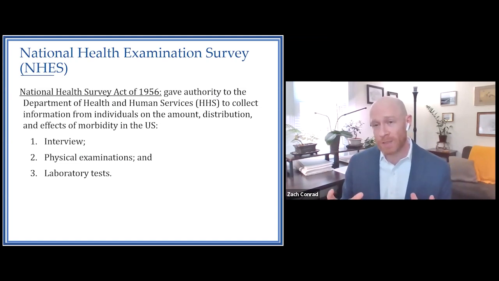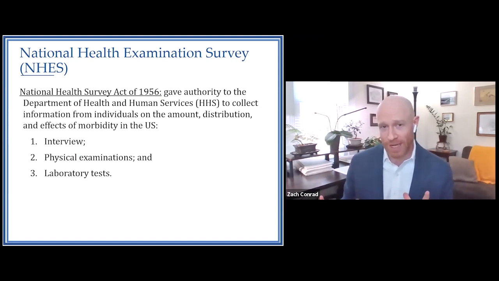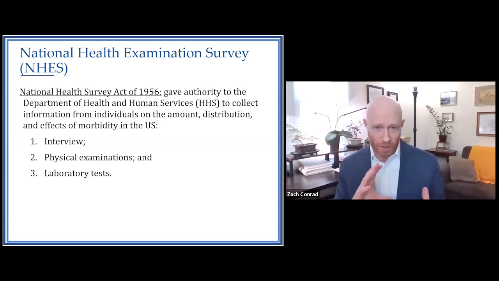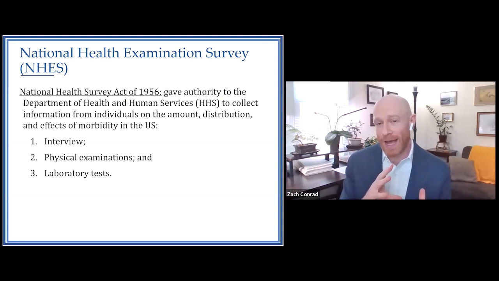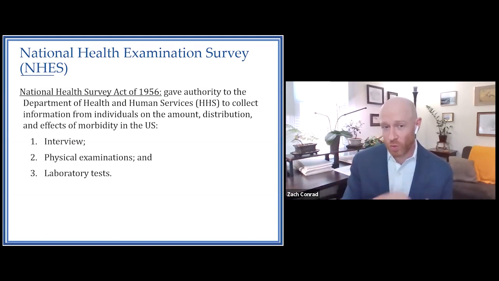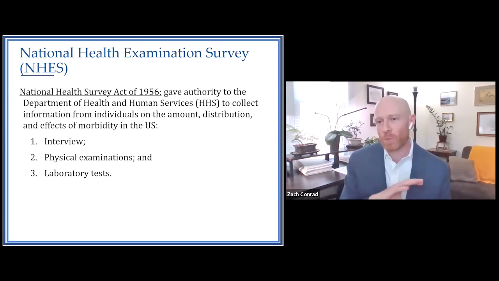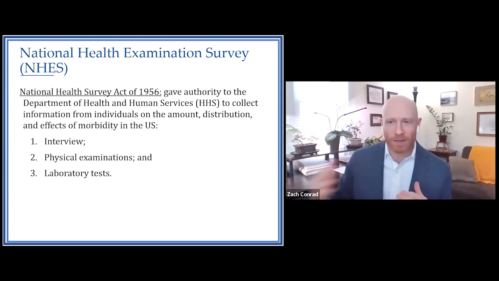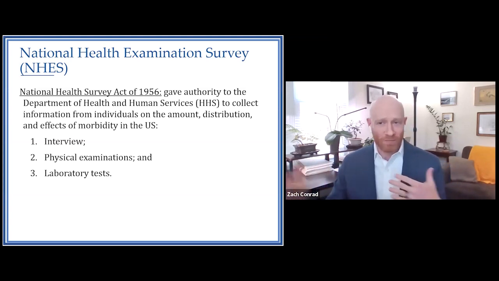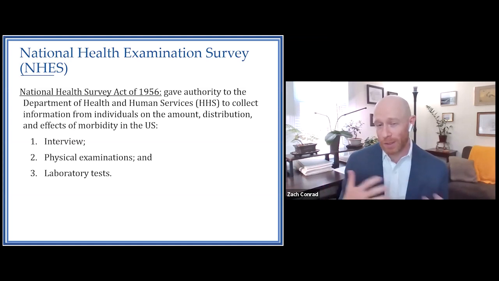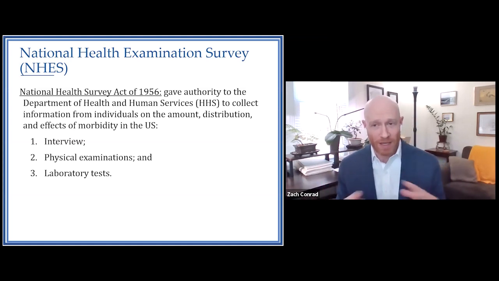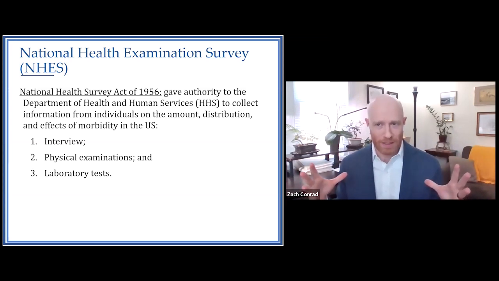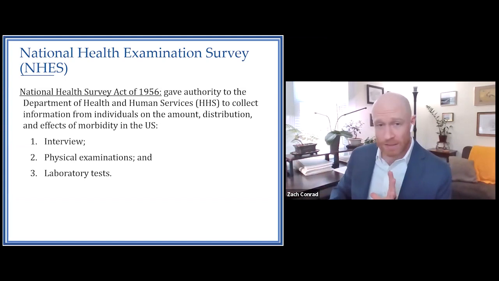So the NHANES was not always NHANES. It was originally the National Health Examination Survey. And this really all came to be in the National Health Survey Act of 1956. This gave authority to HHS, the Department of Health and Human Services, to collect information from Americans about what they're doing, lifestyle behaviors, what their exposures to certain environmental contaminants are, and how that then relates to their health status. This information is collected in a number of different ways, including interviews, physical examinations, and laboratory tests. But as you're going to see, this has really expanded as we get into the modern era of the current NHANES.